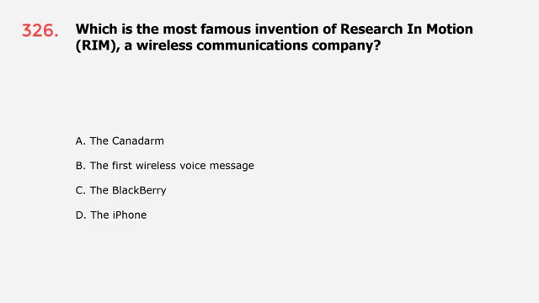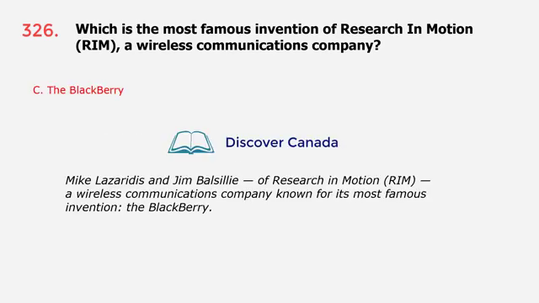Question 326. Which is the most famous invention of Research in Motion, RIM, a wireless communications company? A. The Canadarm. B. The first wireless voice message. C. The BlackBerry. D. The iPhone. The answer is C. The BlackBerry.